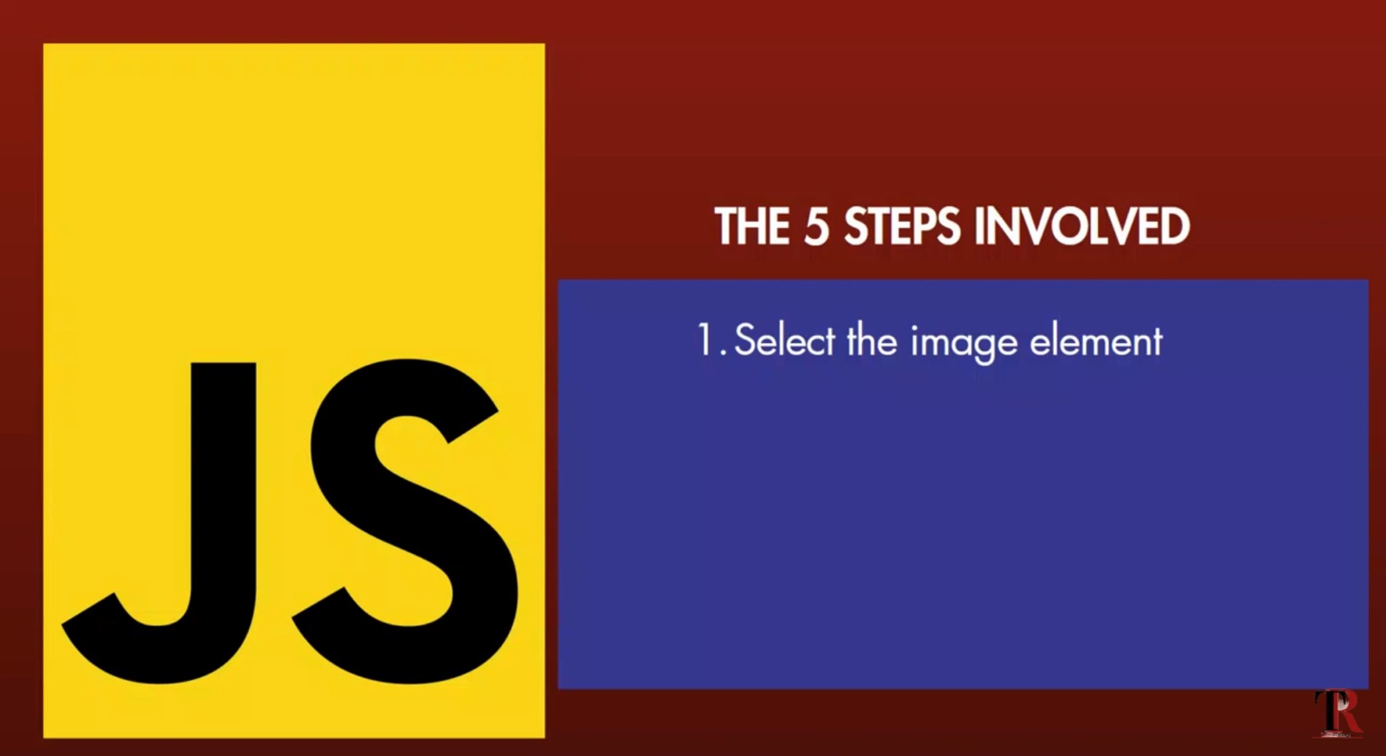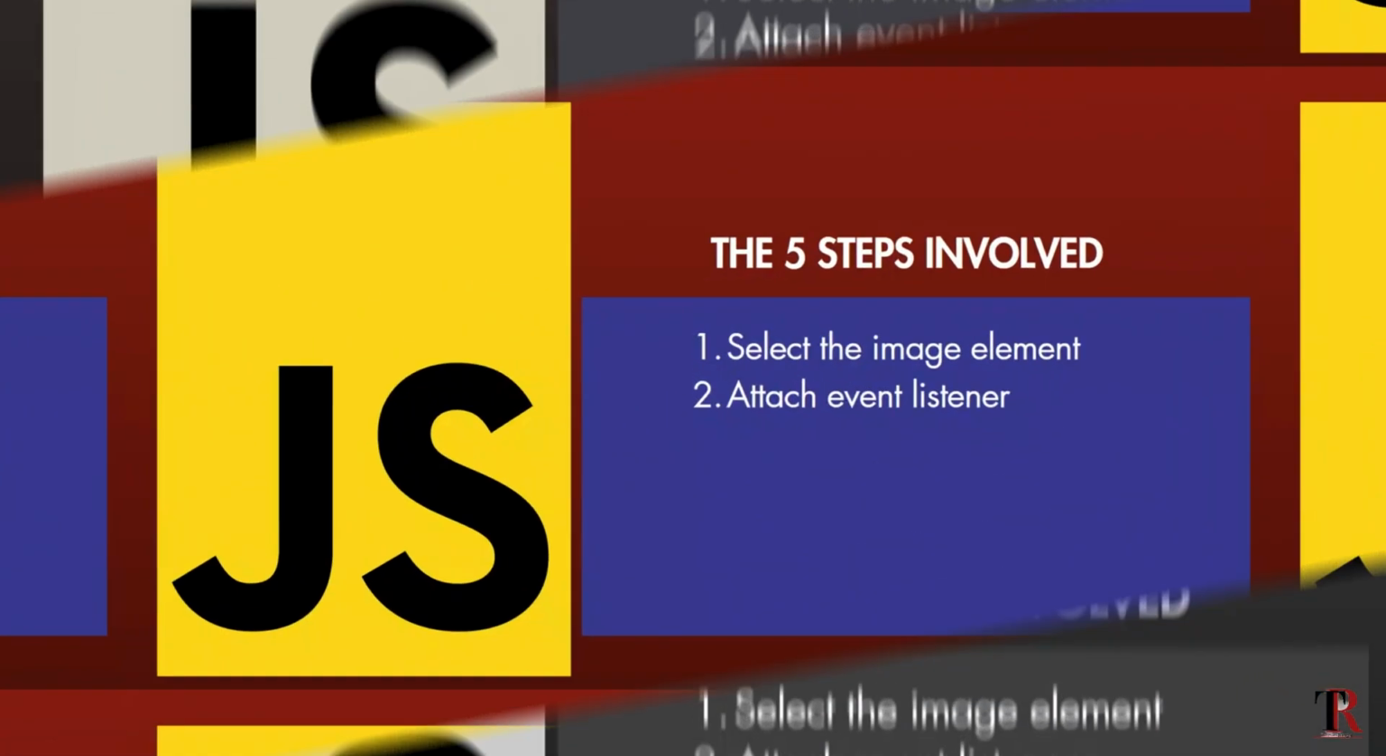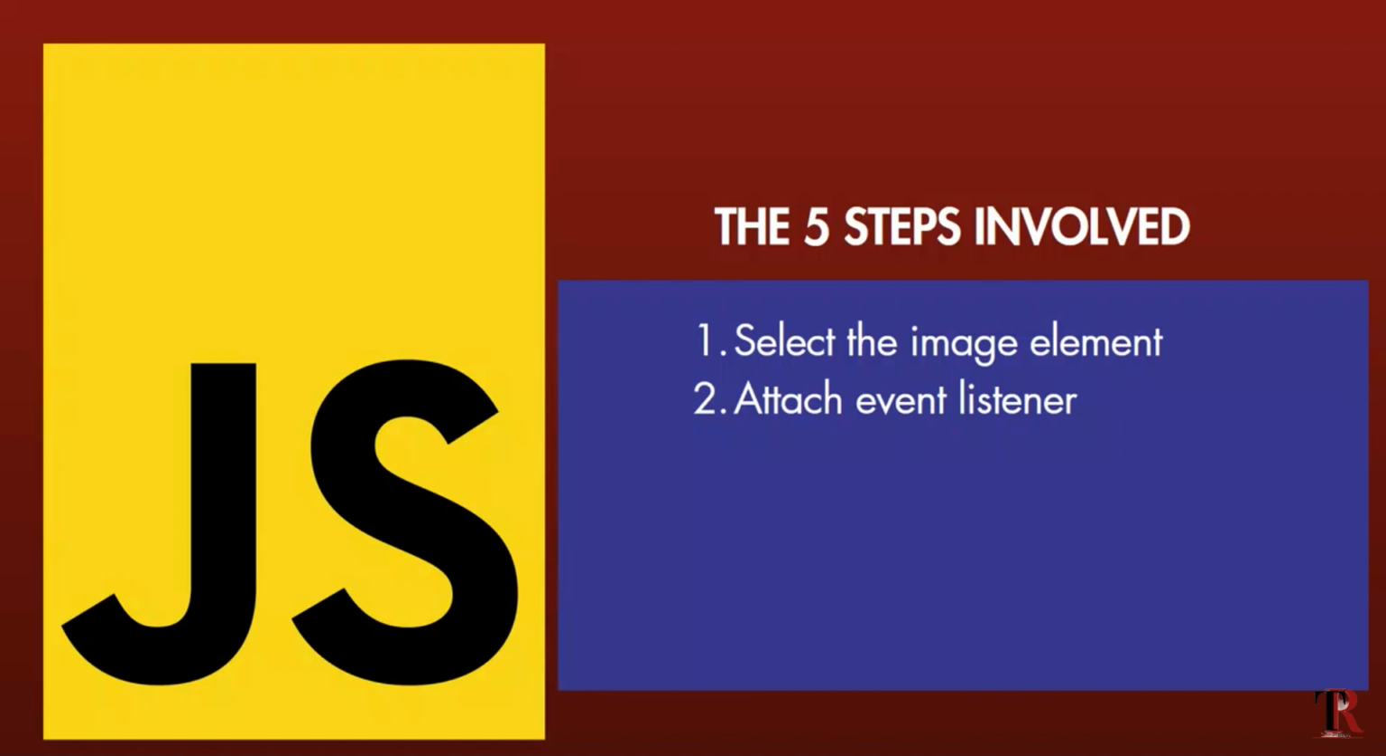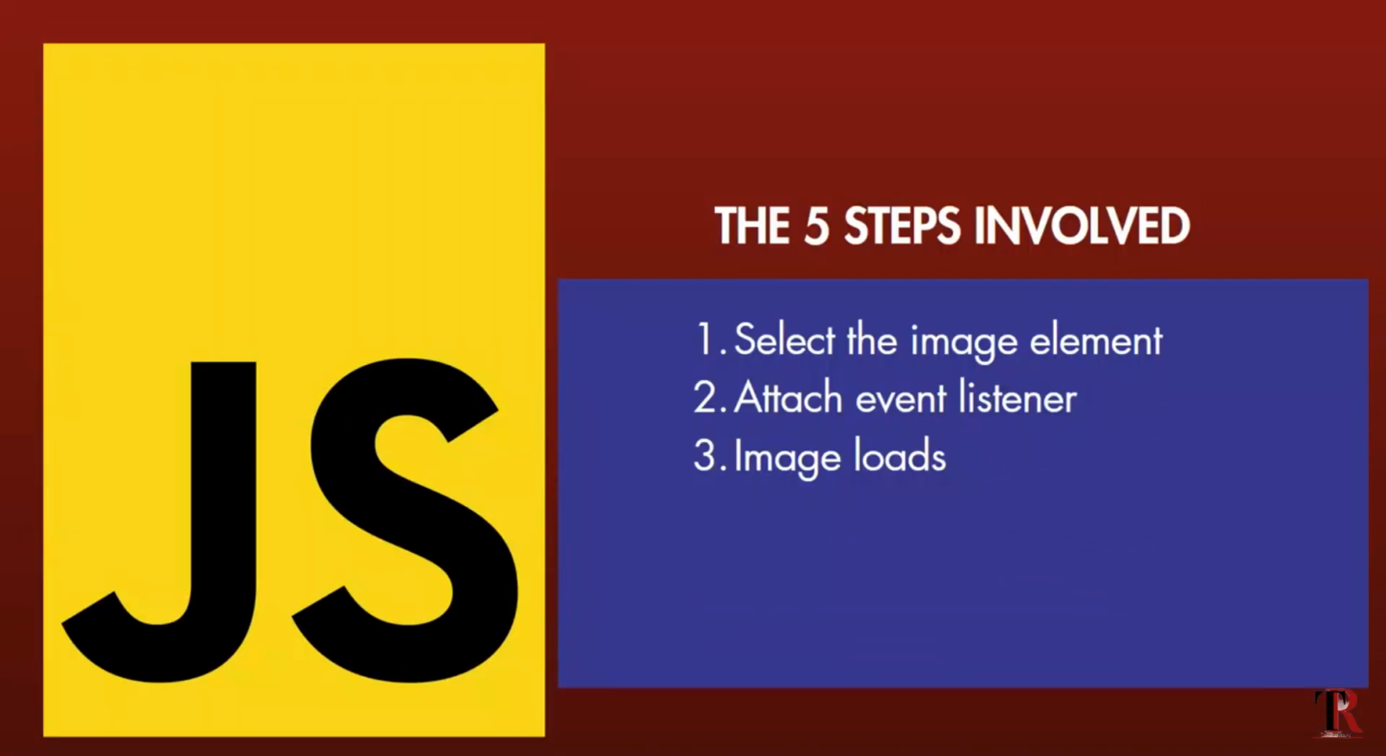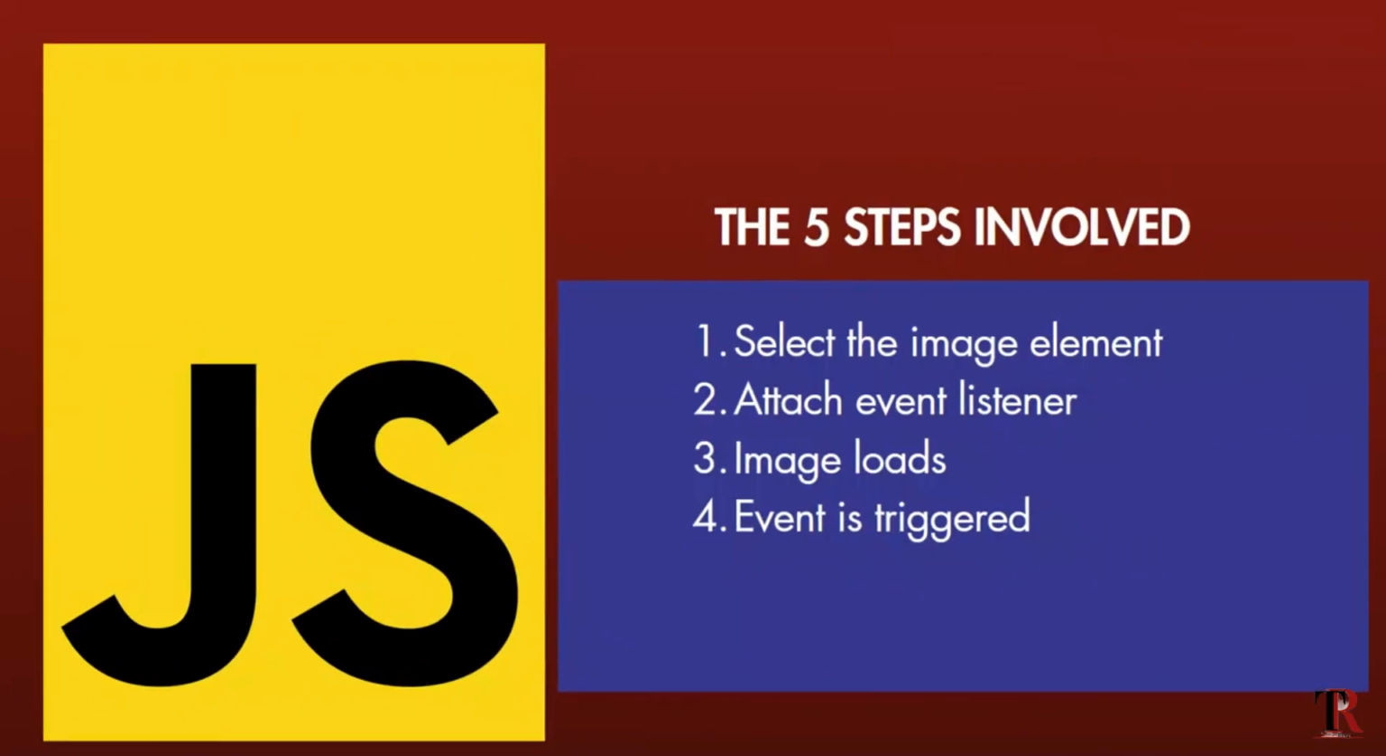Step 1, we're going to select the image element to target the image. Step 2, we are going to attach an event listener to let us know when it finishes loading. Step 3, we are going to make the image load so that the browser can download and display the image. Step 4, the event is triggered, so the load fires when the image is ready. The last step will be to update the page and display the message.